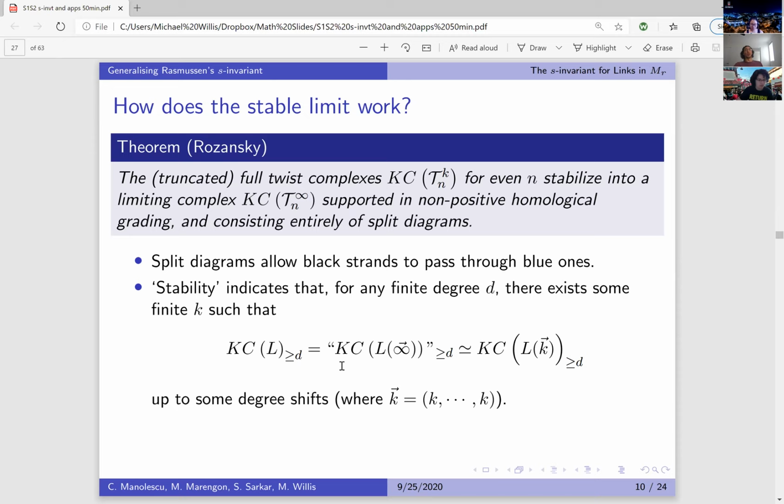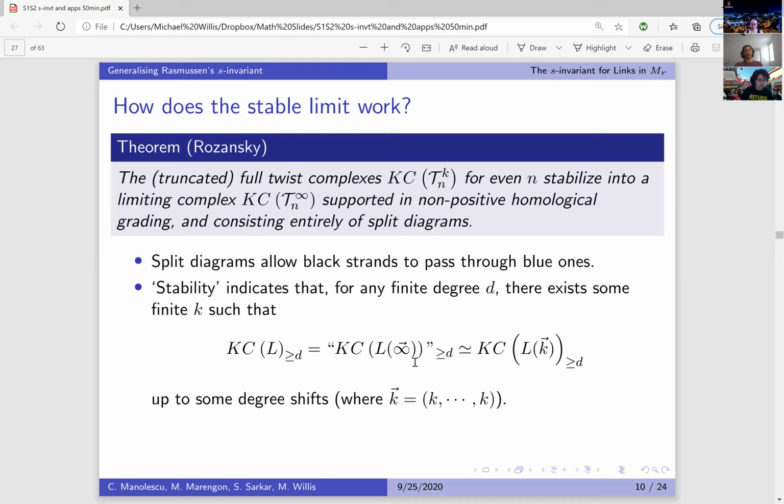You can think of the complex you want as some kind of complex of the link with the infinite twists in it. But again, you want to truncate it. And after truncation, it's equivalent to the complex for L of the finite twisting. So, again, after a truncation.